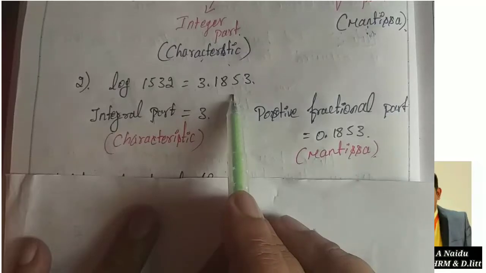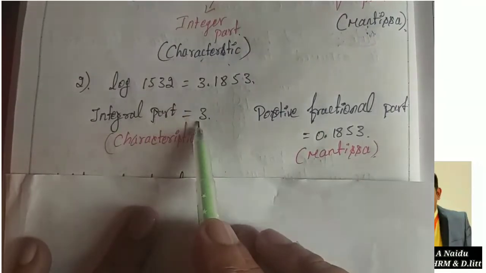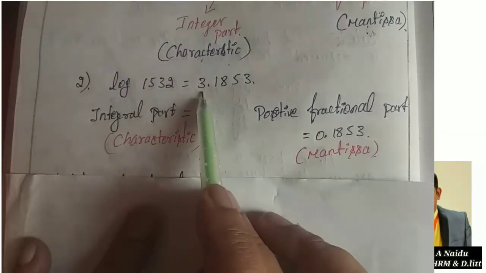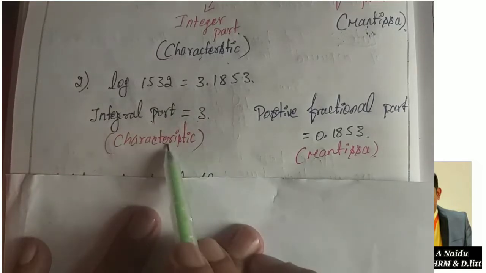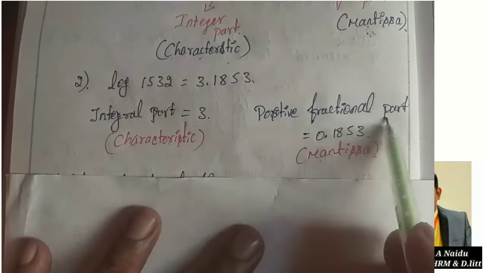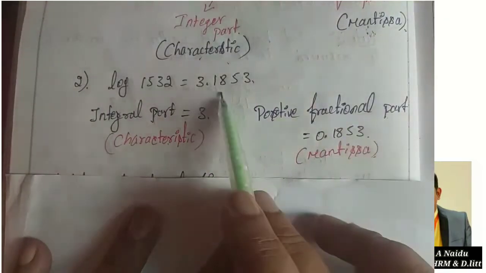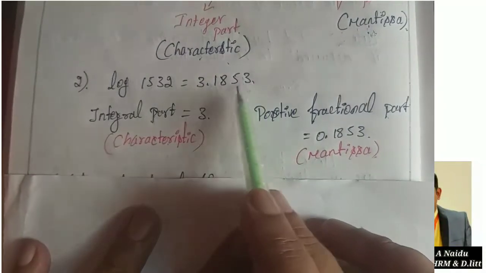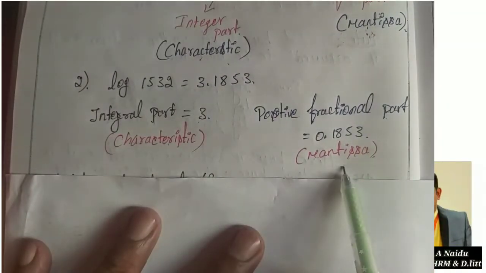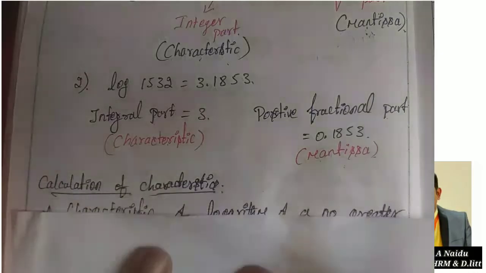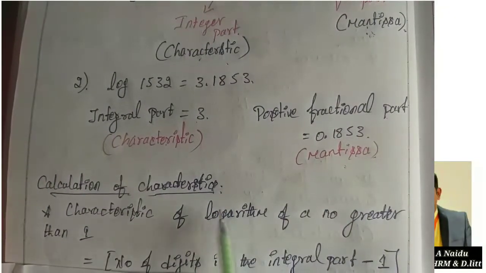3.1853. So here the integral part is 3, the number before the point. That is the characteristic. The positive fractional part, that is 1853. This fractional part is called the mantissa. So now, calculation of characteristics.